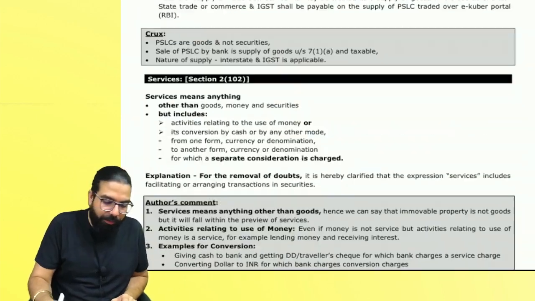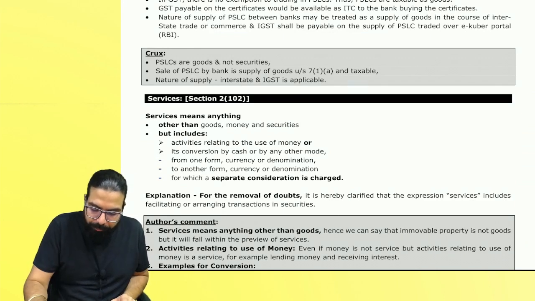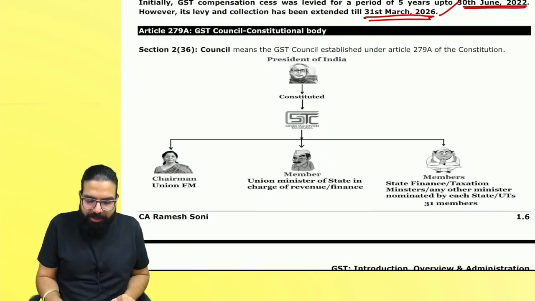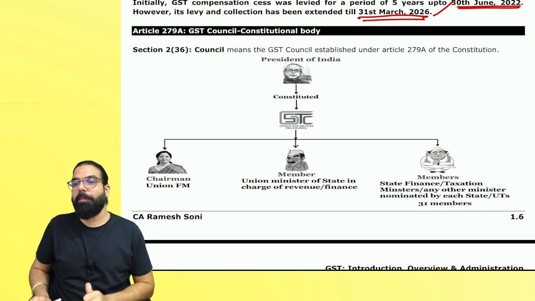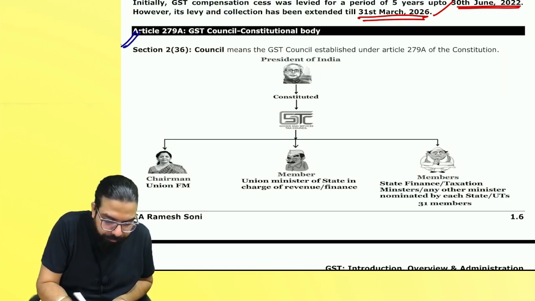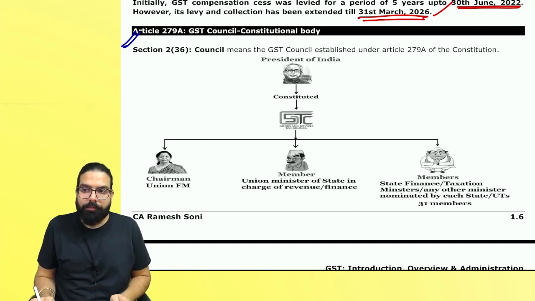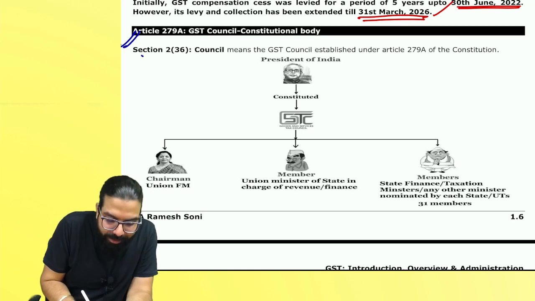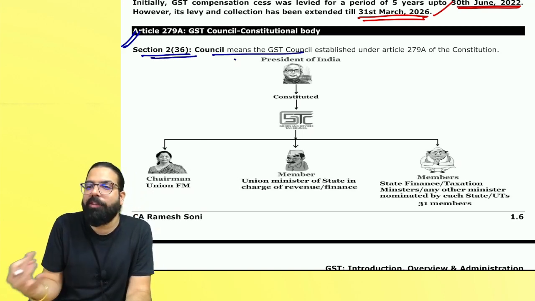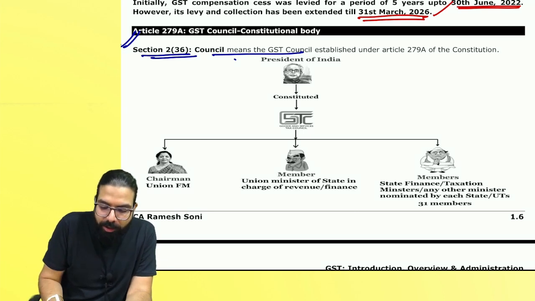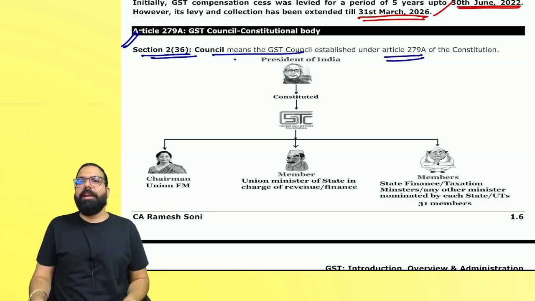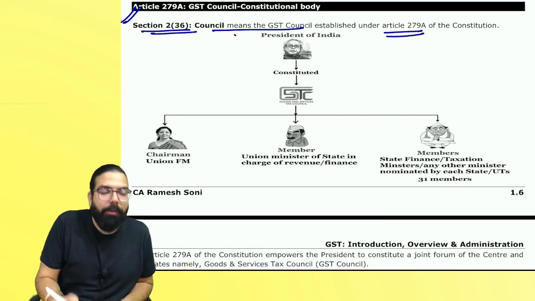Everyone, if you come to your textbook, you will be able to see over here the GST Council. I have drawn it on page number 1.6. GST Council. Council means the council. Wherever you see the word council, you have to understand council means the GST Council, which is constituted under article number 279A.